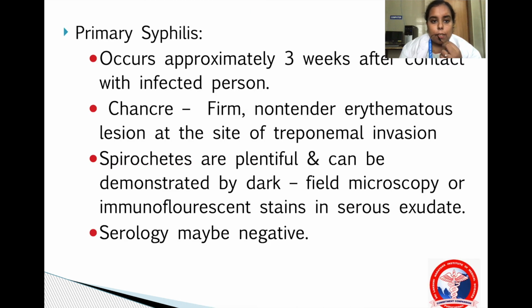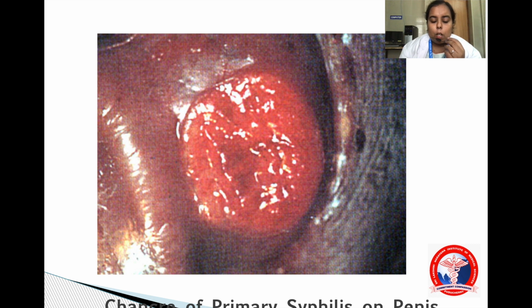So, what is primary syphilis? It occurs approximately 3 weeks after contact with the infected person. What is a chancre? It is a firm, non tender erythematous lesion at the site of treponemal invasion. These spirochetes are plentiful, and are demonstrated by dark field microscopy and immunofluorescence stains in the serous exudate. Serology may be negative. So this is a picture on a penile shaft. There is a chancre of the primary syphilis.